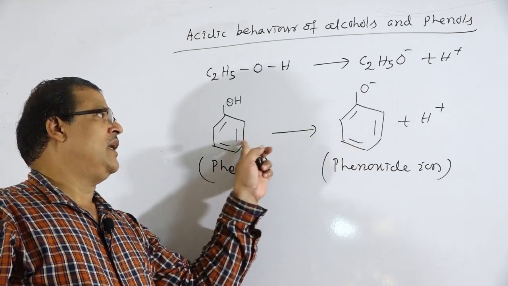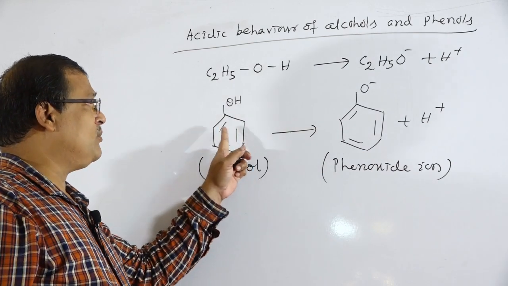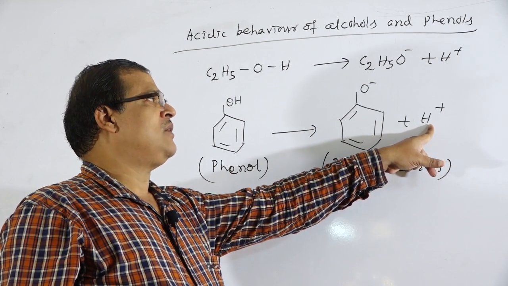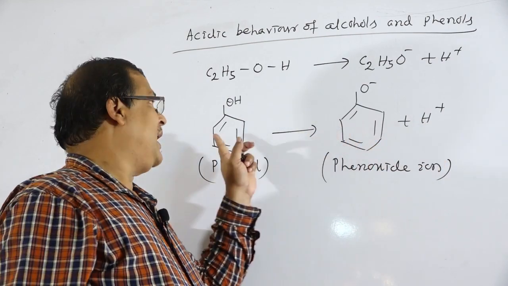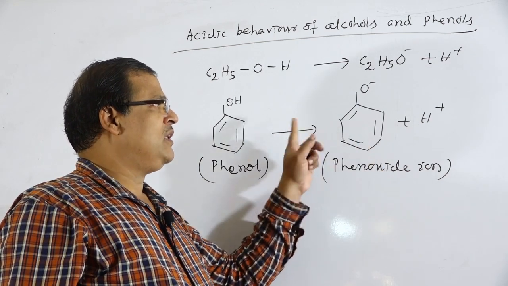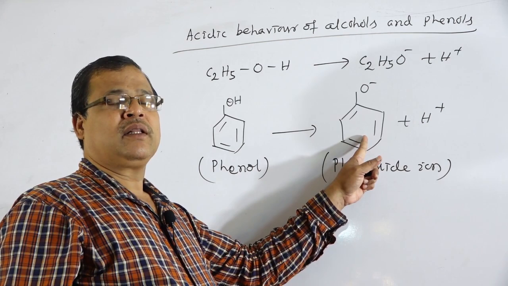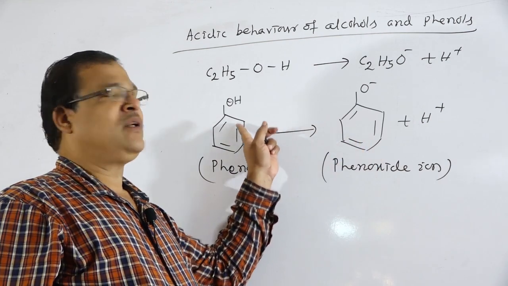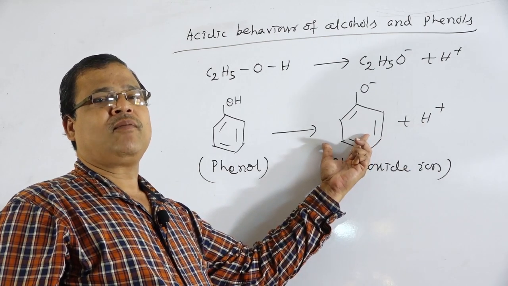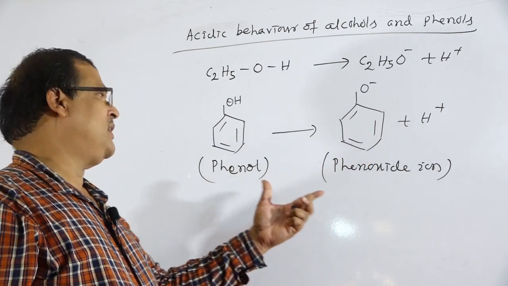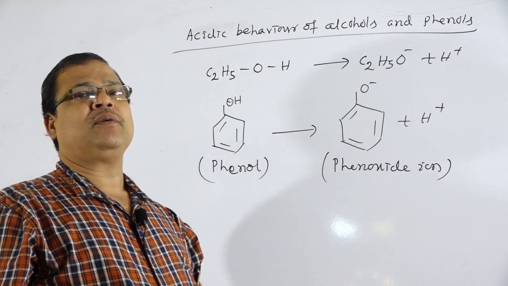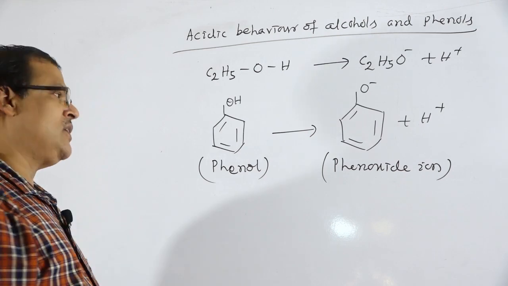Next, we have to compare the stability of phenol and phenoxide ion. If phenol is more stable, it has no ability to produce H plus ion to become unstable. If phenoxide ion is more stable, then phenol has the ability to produce H plus ion to give that stable species. So we compare the stability on the basis of resonating structures.